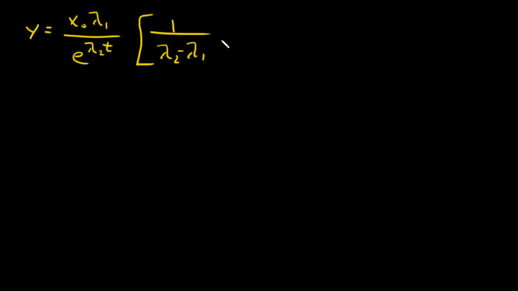So y is equal to x naught lambda 1 over e to the lambda 2t times bracket 1 over lambda 2 minus lambda 1 times e to the (lambda 2 minus lambda 1)t plus c. Alrighty? So I've got this expression here. Now, it seems like a good idea to multiply through by what's here, but before I do that, I'm going to break this back into its exponentials and move this term over. So I'm going to move a few things around.